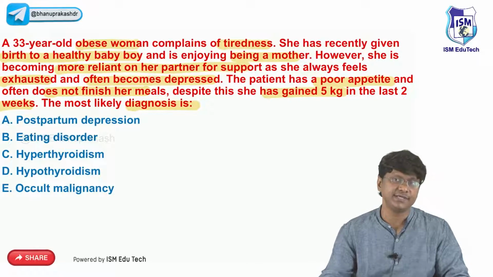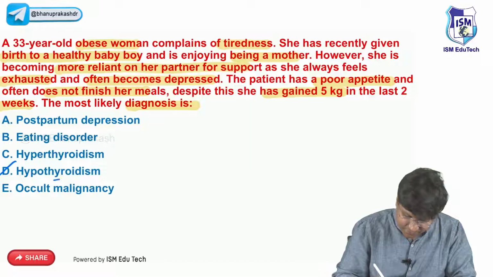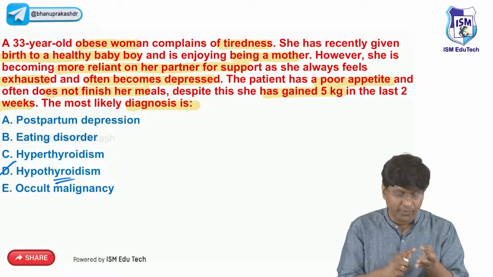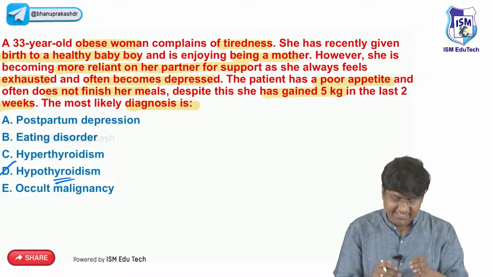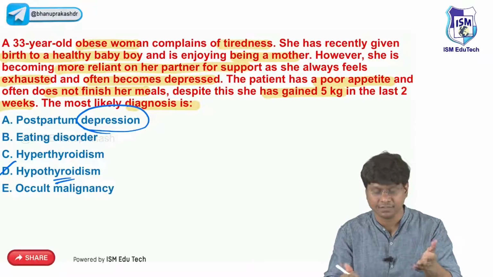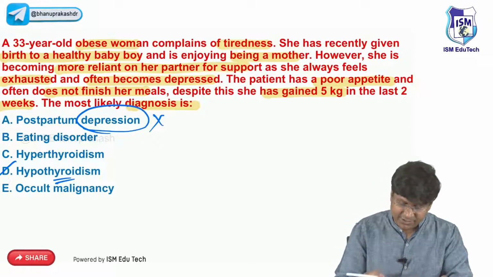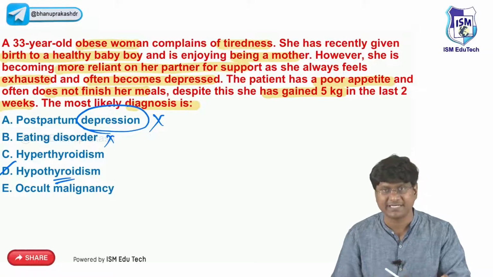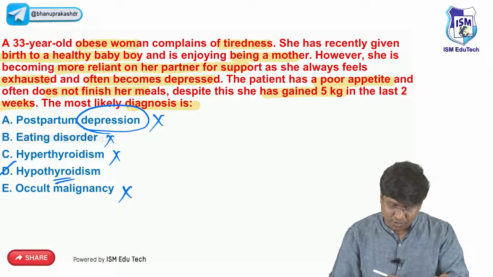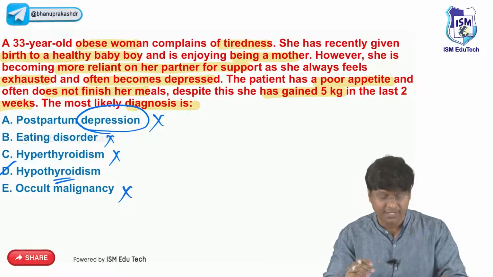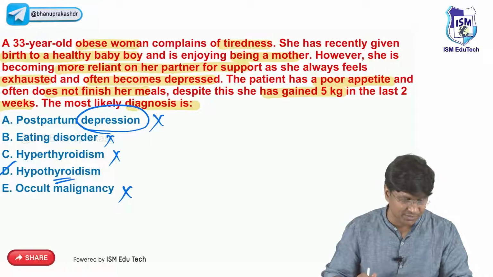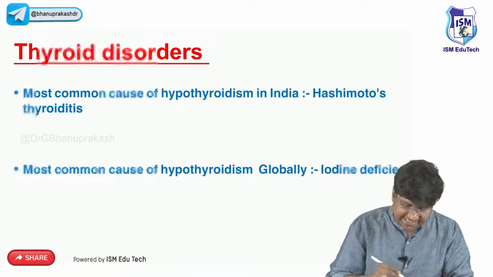So, what do you think is the correct answer here? It is a case of hypothyroidism. Why? Because of easy fatigability, tiredness, depression, weight gain, and decreased appetite. All these are points in favor of hypothyroidism. In postpartum depression, you don't have weight gain, so this is ruled out. In an eating disorder, you will not have poor appetite. In hyperthyroidism, there will be weight loss, not weight gain, and in malignancy also, there will be weight loss, not weight gain. So the answer here is hypothyroidism. What we'll discuss now is the thyroid disorders, in just 10 minutes. So you take up the thyroid disorders.